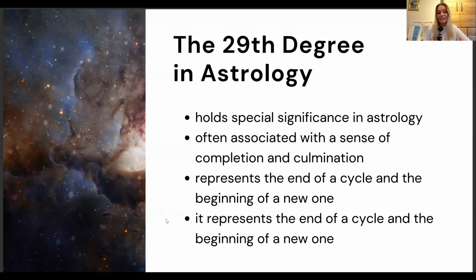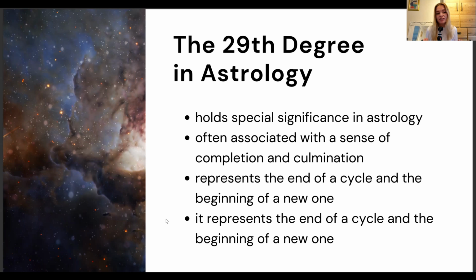This is a very significant degree, an anaretic degree, also called a critical degree. So in astrology, the zodiac is divided into 12 signs, each spanning 30 degrees, and the 29th degree is the last degree of a sign before it transitions into the next sign. So the 29th degree of the zodiac is considered a critical or anaretic degree, if you will, and it holds a special significance in astrology.